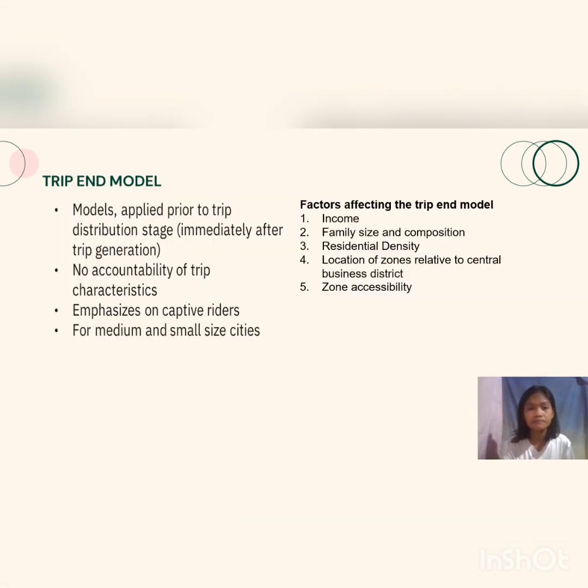Next, trip end model, the second model. Models applied prior to the trip distribution stage, immediately after trip generation. No accountability of trip characteristics. Emphasizes captive riders, those who don't have access to private cars. Used for medium and small size cities. Factors affecting the trip end model are income, family size and composition, residential density, location of zones relative to the central business district, and zone accessibility.